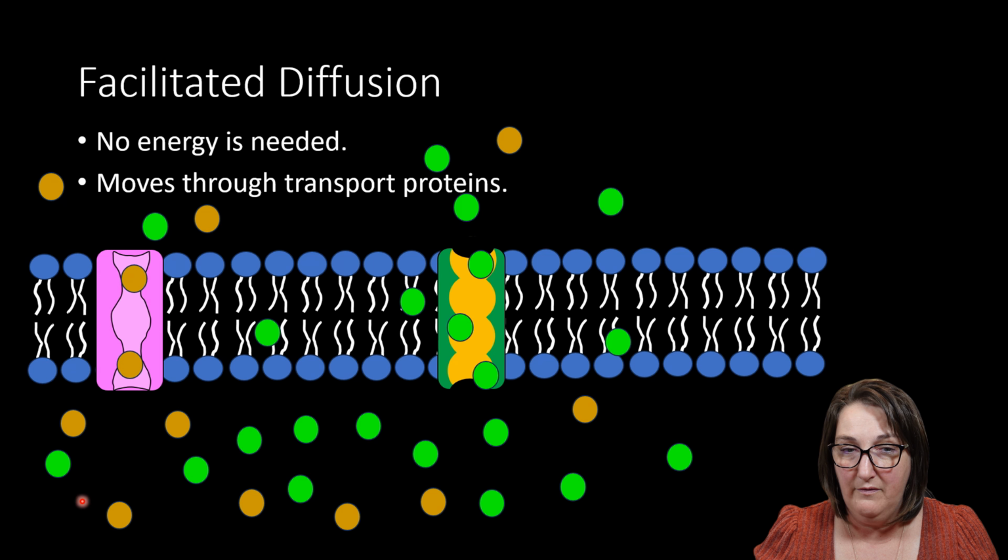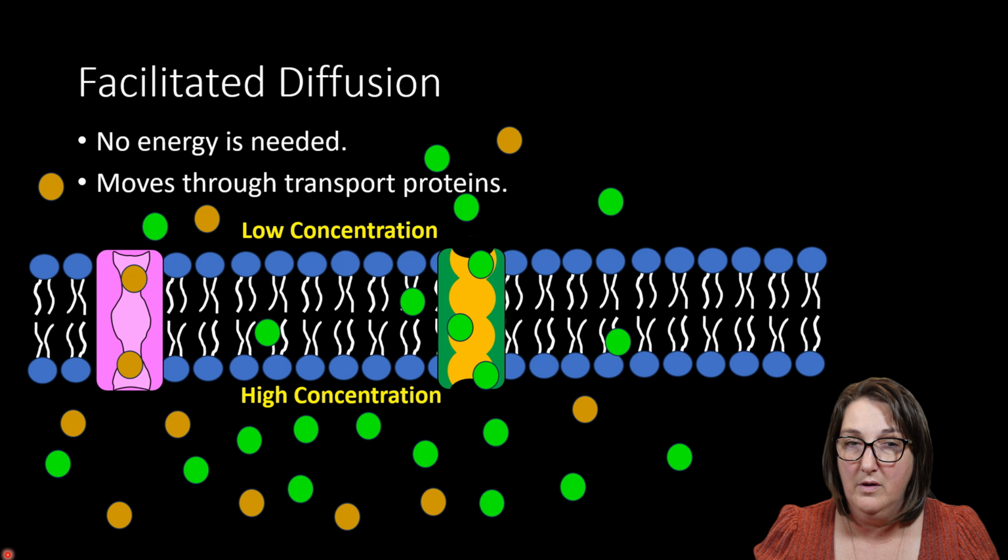So here I have a few dots. It's going to want to move this way. I have a few green dots. It's going to want to move this way too. So from a high concentration to a low concentration, that's where the solutes, or the molecules, are going to want to go.